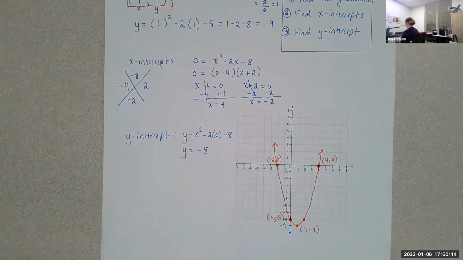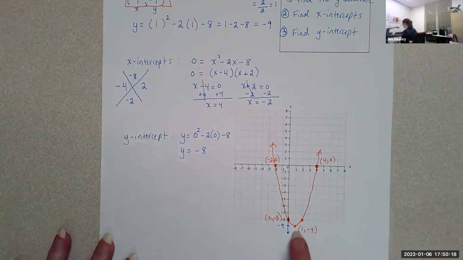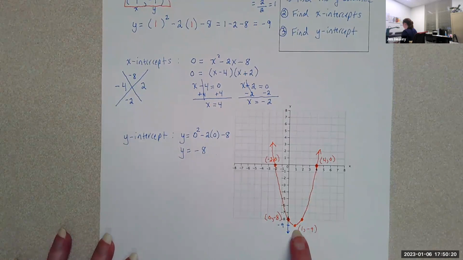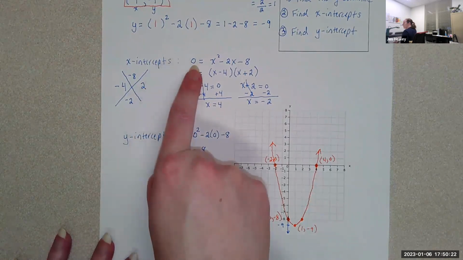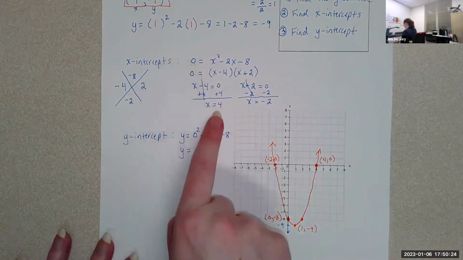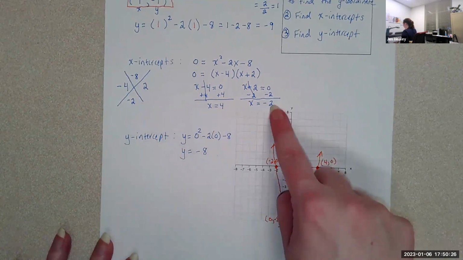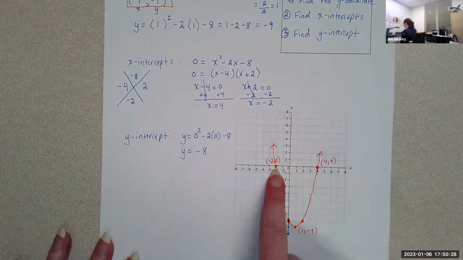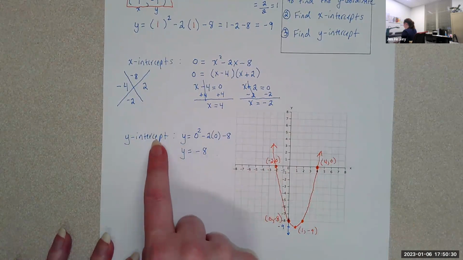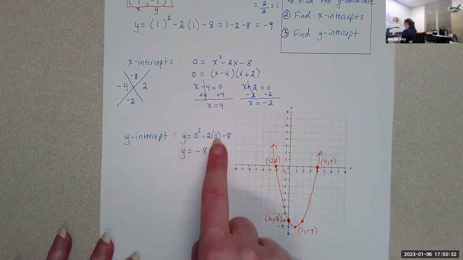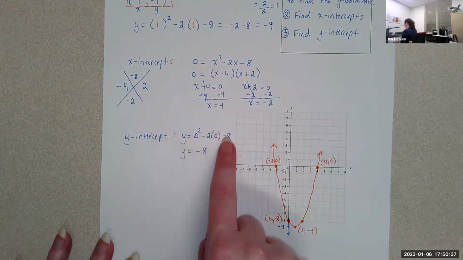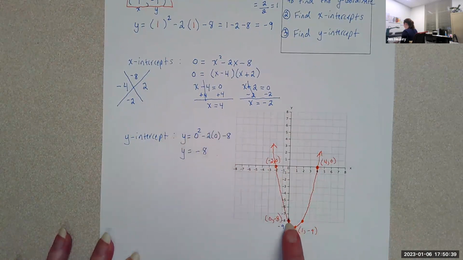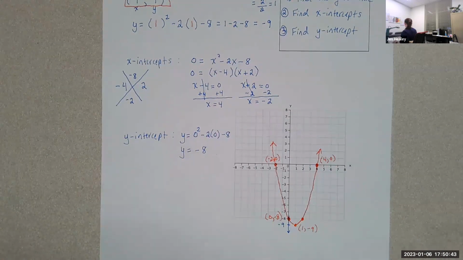We've got all of our important things labeled. So we found our vertex. That's (1, -9). We found our x-intercepts by setting y equal to 0, and we got x is equal to 4 and x is equal to -2. And then we also found our y-intercept, and we did that by plugging in 0 for our x values. So if that's 0 and that's 0, then that means that y is equal to -8, which is right there. And then we went ahead and connected it with our parabola shape.